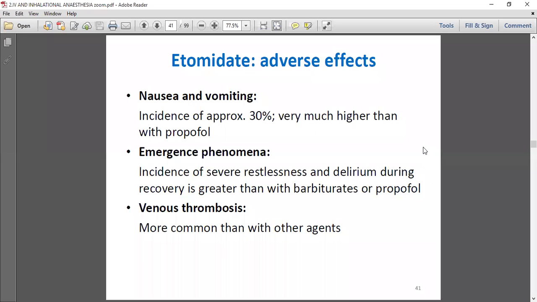Then other adverse side effects: we have nausea and vomiting. I think the only drug we've so far said that doesn't cause nausea and vomiting was propofol. The incidence of nausea and vomiting is usually approximately 30% and is very much higher than with propofol. Emergence phenomena: the incidence of severe restlessness and delirium during recovery is greater than with barbiturates or propofol. Then we have venous thrombosis, and I think we saw venous thrombosis in sodium thiopental.